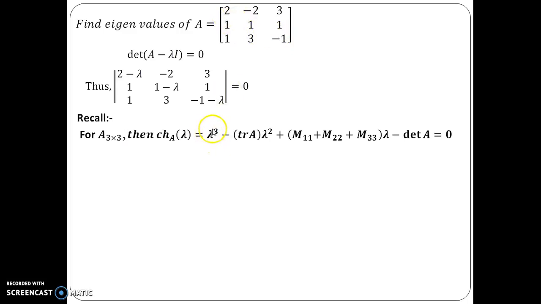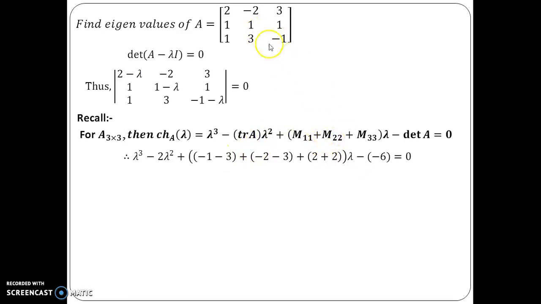So it's going to be lambda cube minus 2 lambda square. Okay, so this is what I have, lambda cube minus 2 lambda square. Now what about M11? M11 is obtained by deleting the first row and the first column. So this submatrix is left out in front of you. You take the determinant of this submatrix, that is 1, 3, 1, minus 1. When you take the determinant of this, you get minus 1 minus 3. It is minus 4 that is going to be the output over there.